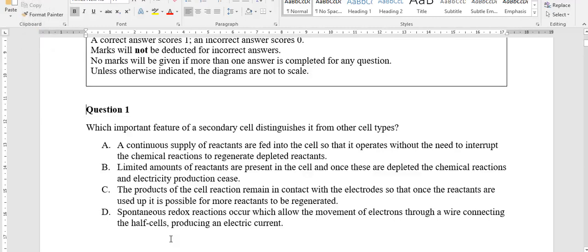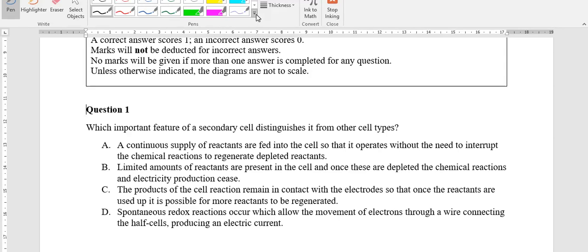Okay, this is the solution to the SAC. Let's start with question 1 of the multiple choice section. Which important feature of a secondary cell distinguishes it from other cell types? Now, I thought this was an easy question. To be fair, I think it was done fairly well.